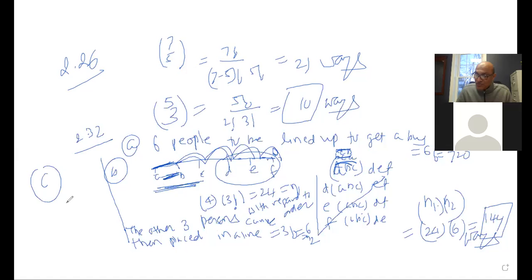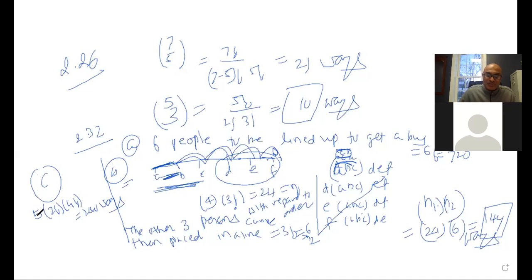Two specific persons among 6 refuse to follow each other. How many ways are possible? So similar to our previous example, like B, the number of ways that 2 specific persons can follow each other is given as 5 times 2 factorial times 4 factorial, and that is equal to 240 ways.